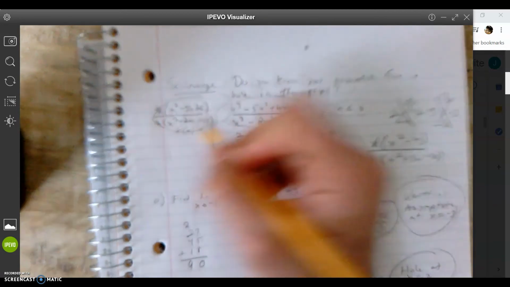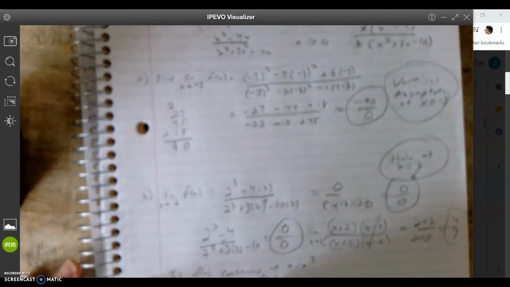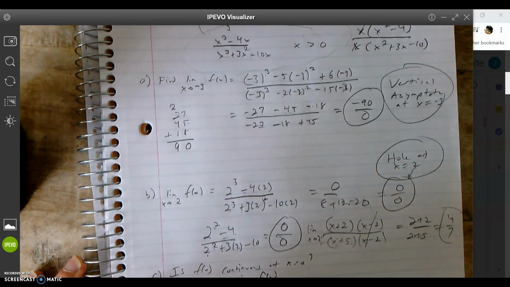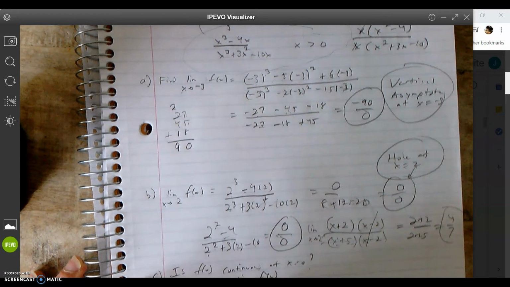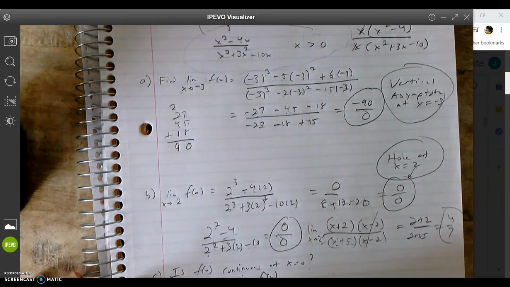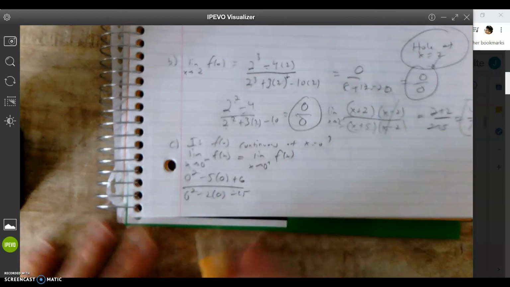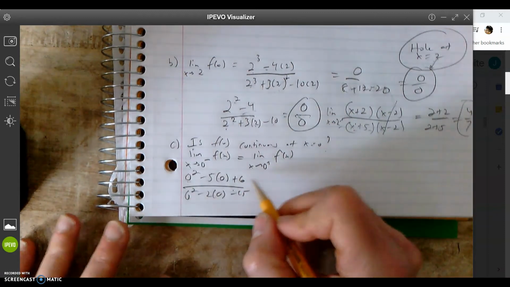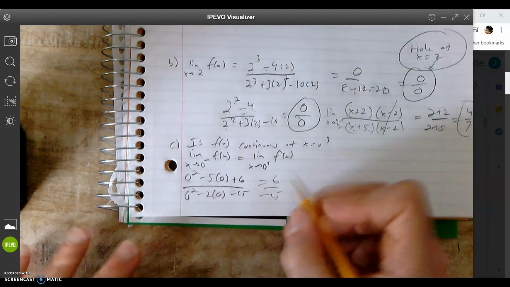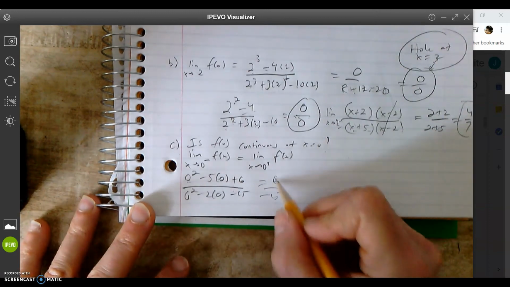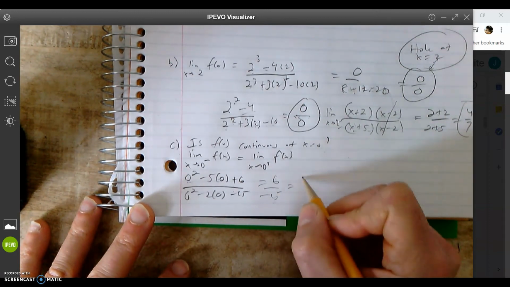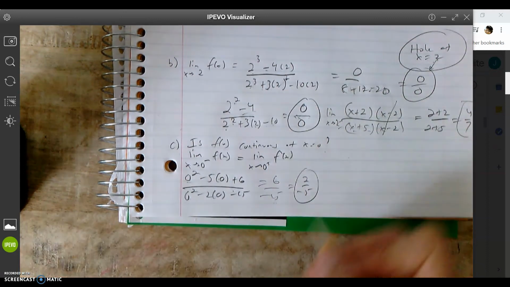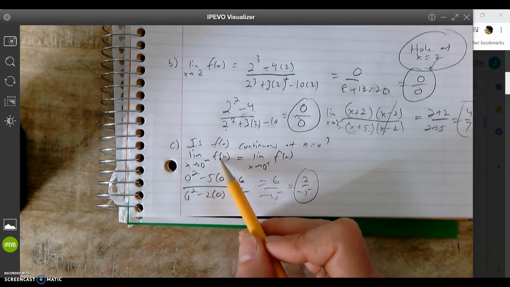And so I'm going to plug in 0 here, actually. That's going to help me. So that's going to be 0 squared minus 5 times 0 plus 6 over 0 squared minus 2 times 0 minus 15. So this is 0, sorry, my bad. You can't see. 0, 0, 0, 0. So you have 6. And this is negative 15. So 6 divided by negative 15, you need to divide that by 3, which is 2 over negative 5, so negative 2/5. So that's the limit as x approaches 0 from the left.